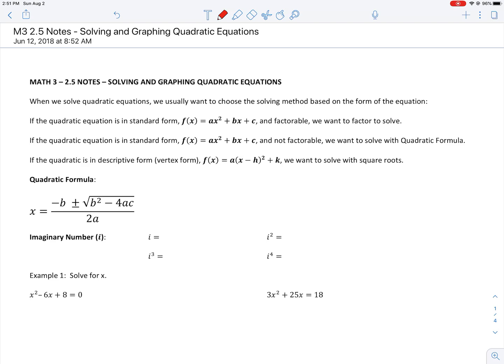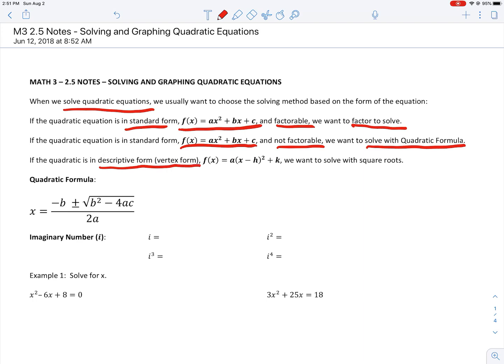Today we're working on notes 2.5, solving and graphing quadratic equations. So when we solve a quadratic equation, we usually want to choose the method based off of the form of the equation. If it's in what we call standard form, which looks like this, we're going to try to factor it to solve. If the quadratic isn't in standard form and cannot be factored, we're going to use the quadratic formula.